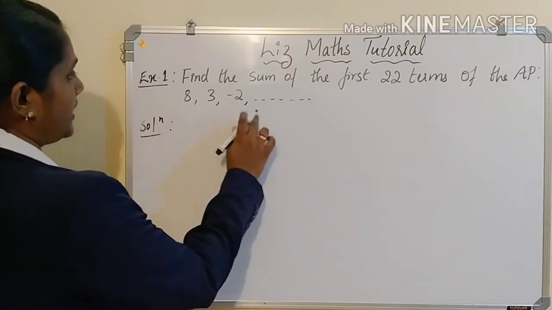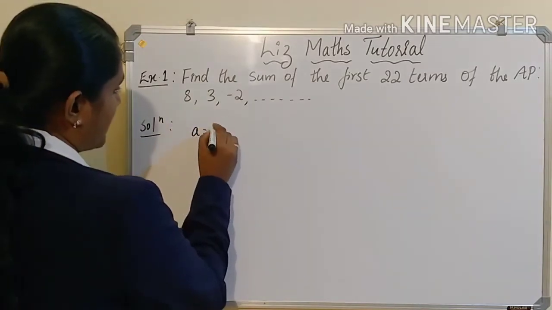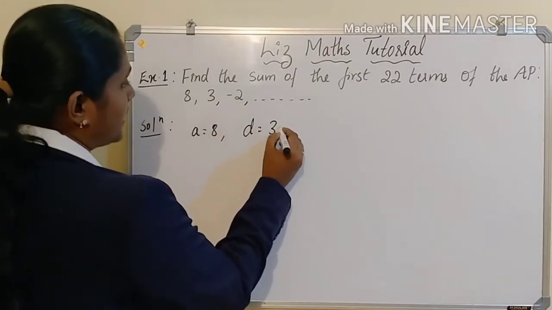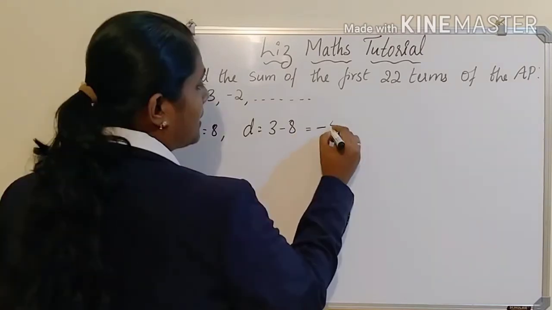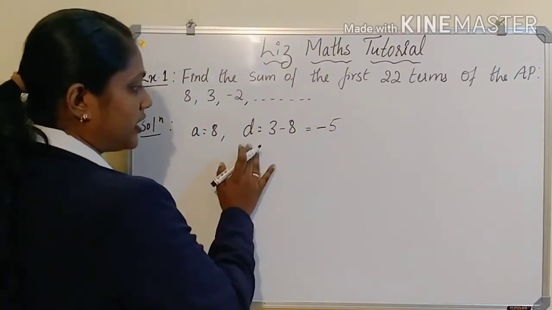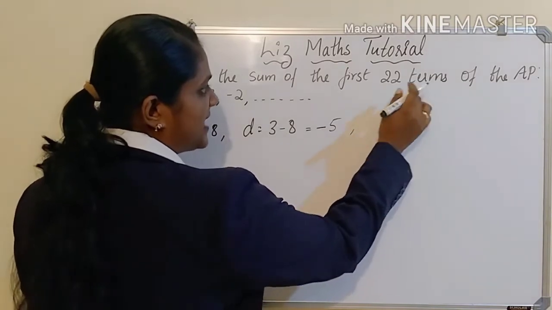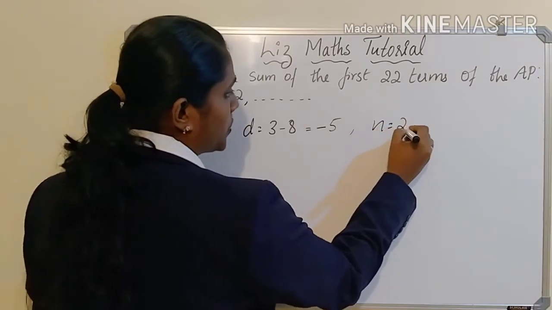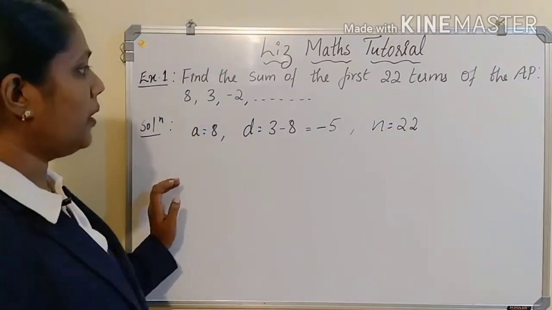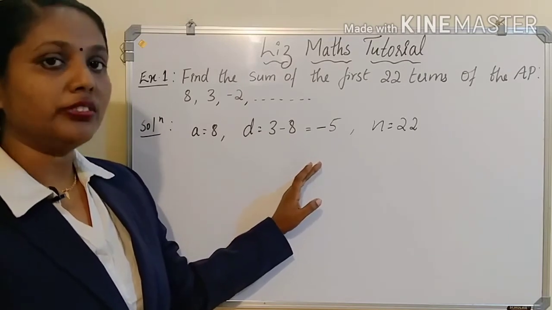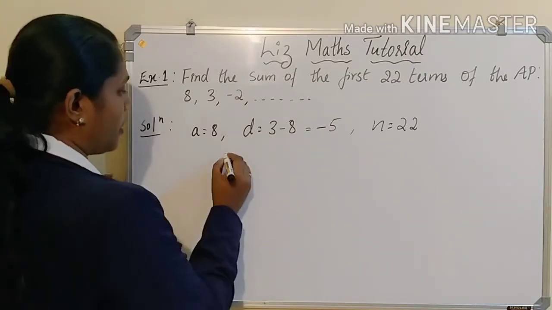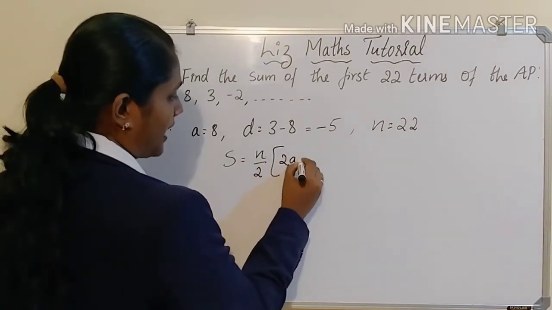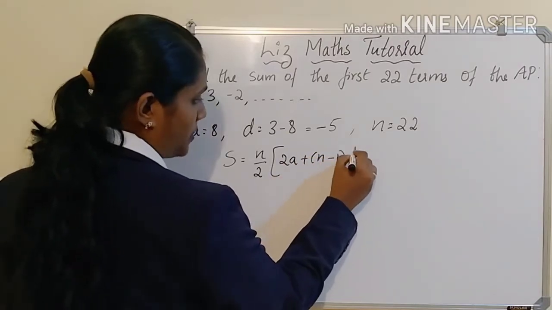See here, this is an AP. Here a is given as 8 and d you have to find out. d is nothing but a2 minus a1, that is you will get minus 5. Now d is minus 5 and what else is given? The first 22 terms, that means n is equal to 22. Now you have to find the sum of these n terms. So what is the formula? S is equal to n by 2 into 2a plus (n minus 1) into d.